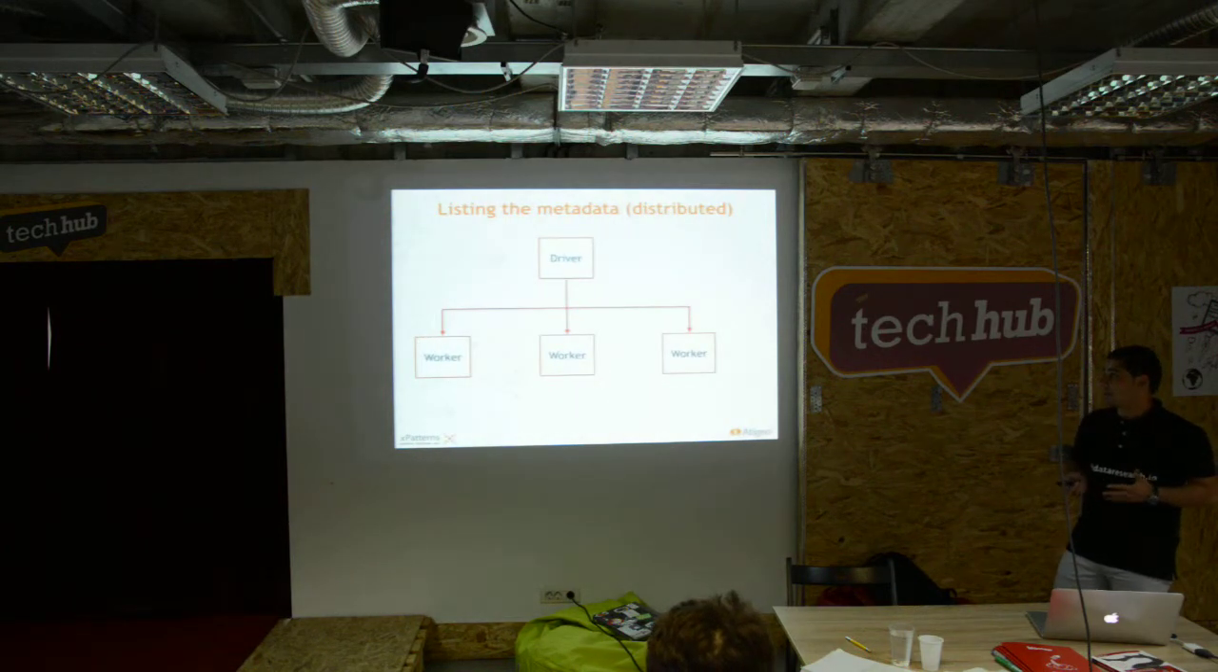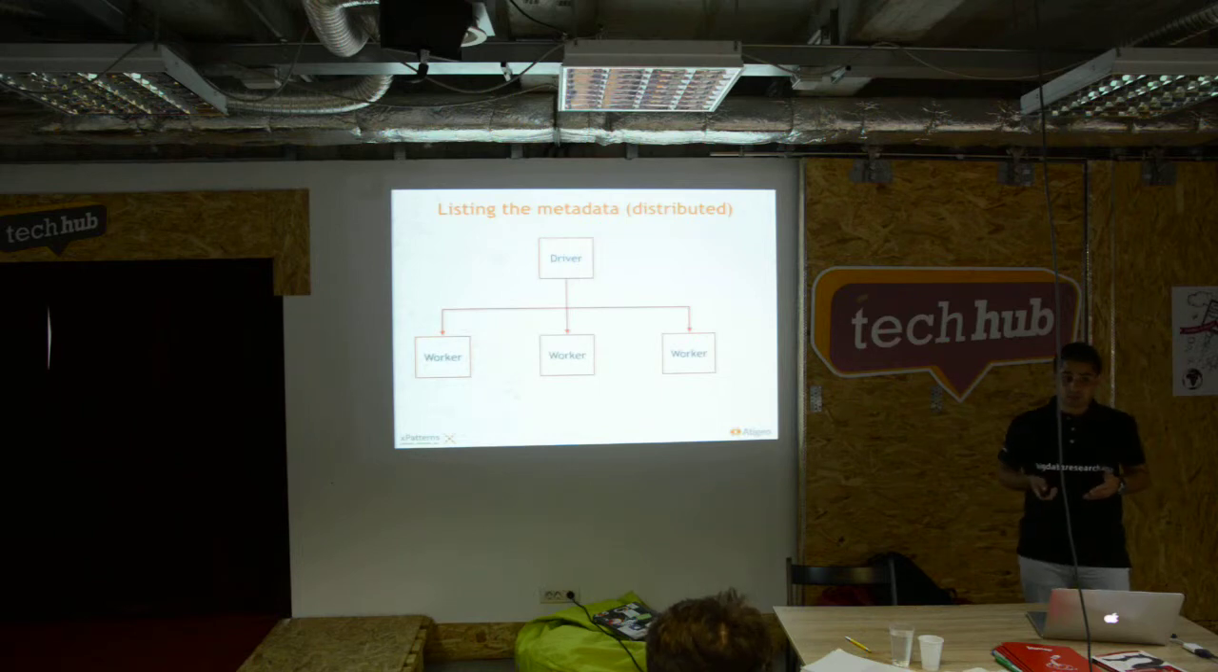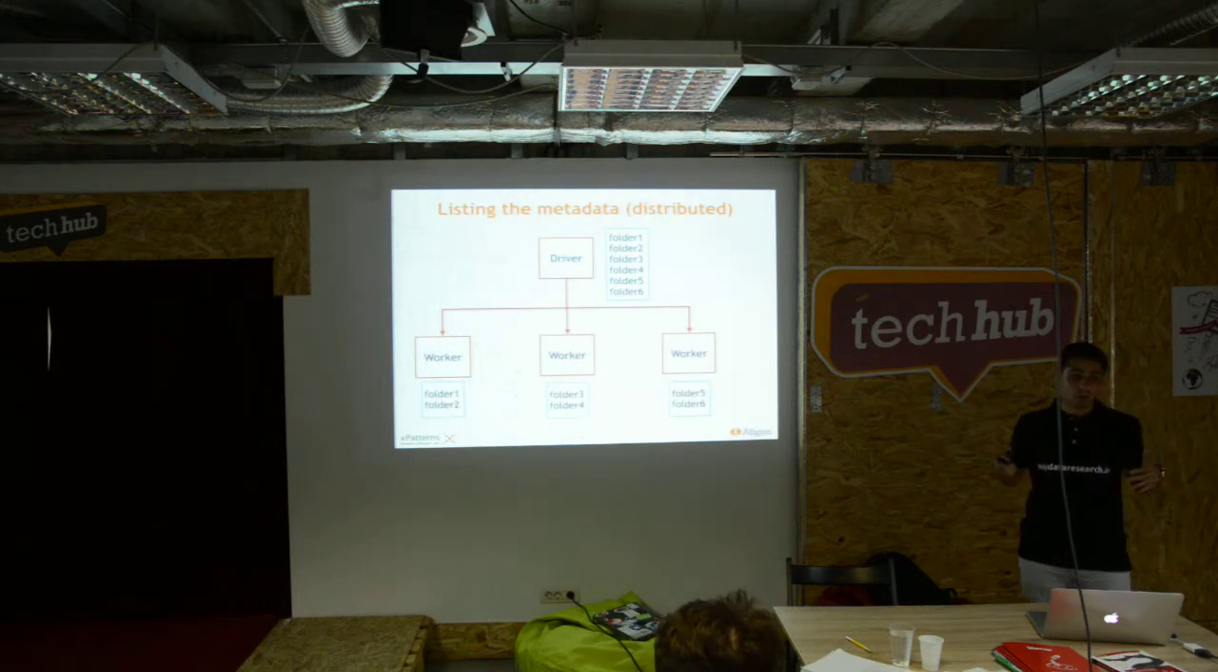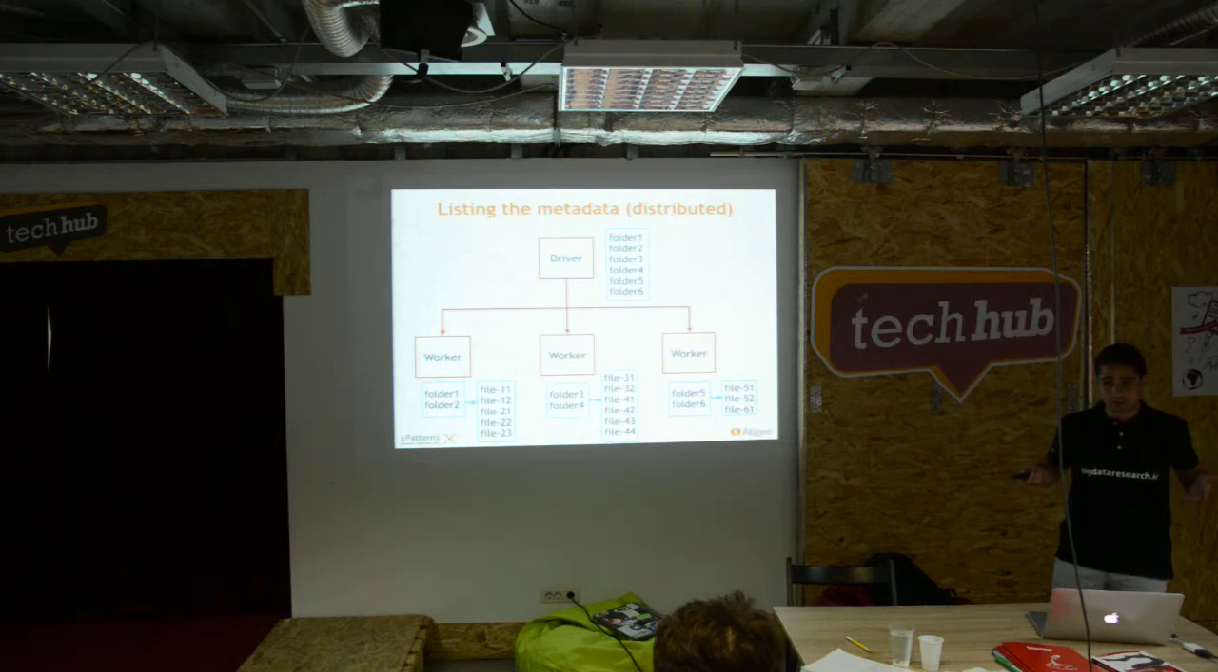We can improve this by listing the metadata in a distributed way. So instead of listing all the files on the driver, basically with one single core, what we can do is list only the folders. Then we can parallelize this list, so the data is distributed to the Spark workers, and then we can list the files inside each folder in a distributed way with multiple cores on multiple machines.